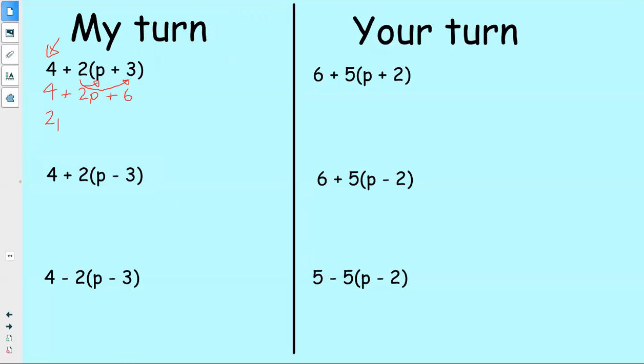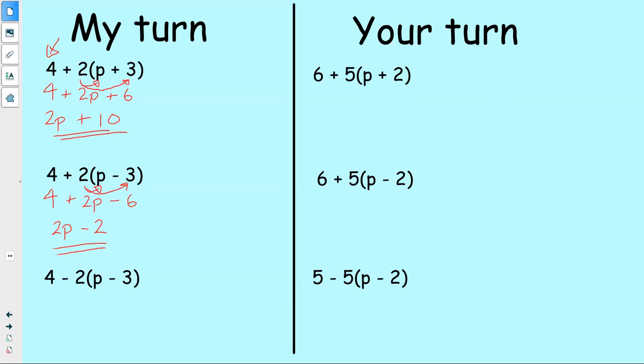So the 2p, and then your 4 add your 6 is add 10. Okay, so the next one, again, this 4 is going to slide down. I'm not doing anything with that 4. I'm going to multiply out this bracket here. 2 multiplied by p is 2p, and 2 multiplied by negative 3 is negative 6. And again, I'm going to simplify. So it becomes 2p subtract 2.